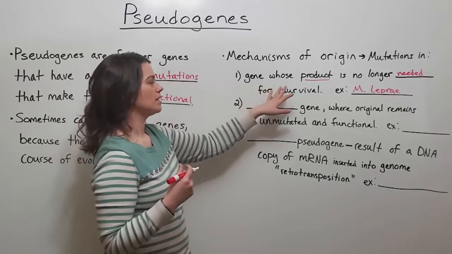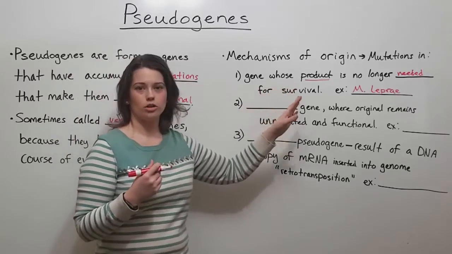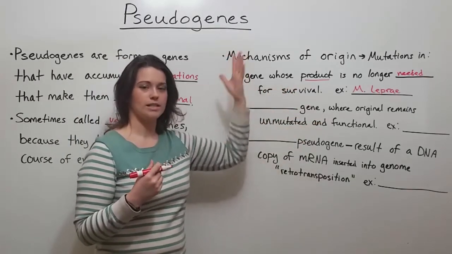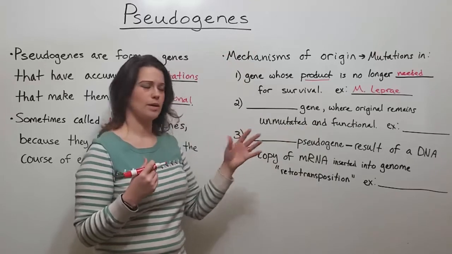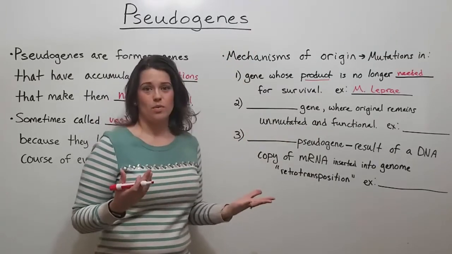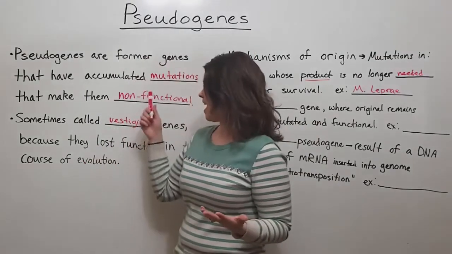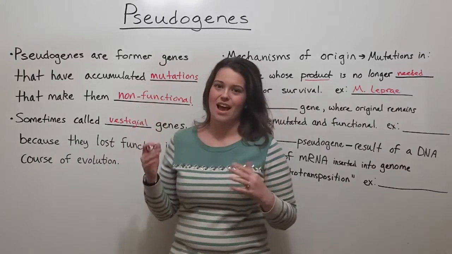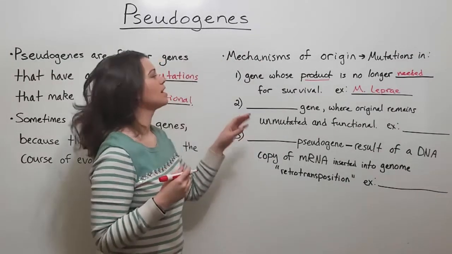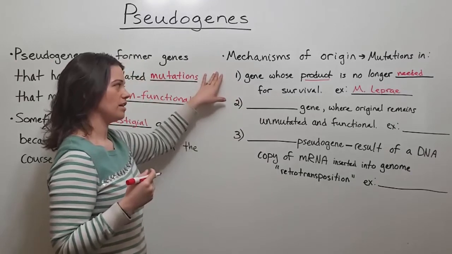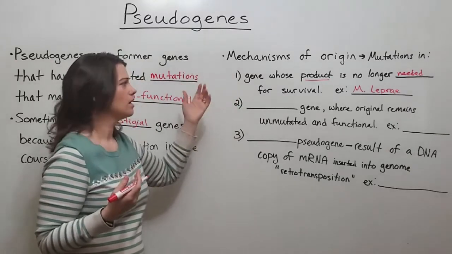And so the genes that originally coded for functional products in a far distant ancestor of Mycobacterium leprae just aren't needed anymore. And because they aren't needed, they have accumulated mutations and the bacteria just went on without them. So that's a good example of a gene product that is just no longer needed.